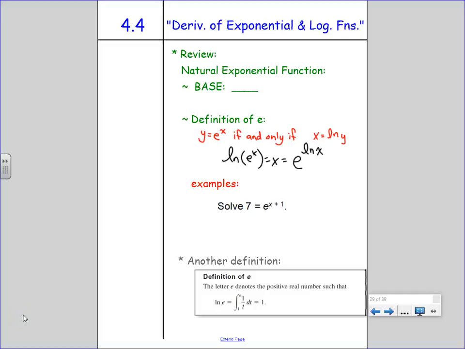Derivatives of exponential and logarithmic functions. What's the base of a natural exponential function? E. Definition of e, one way of seeing it: y equals e to the x if and only if x equals ln of y. Their definitions are based on each other.